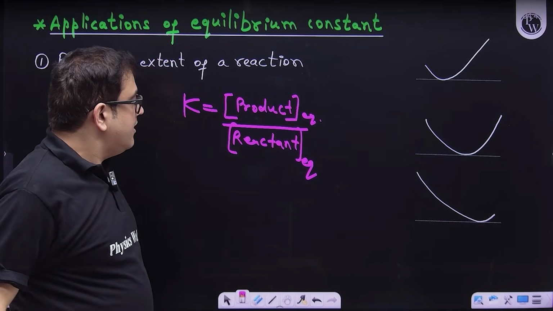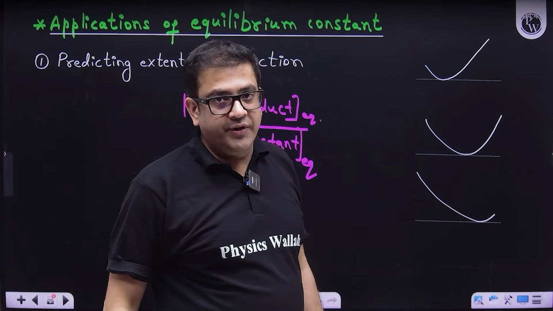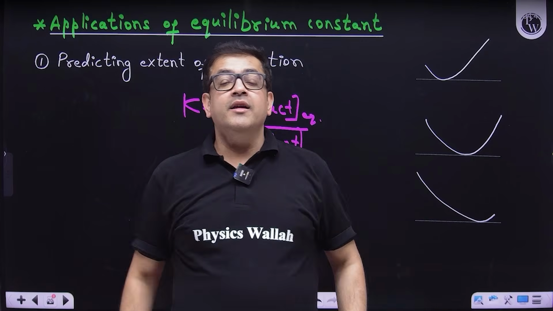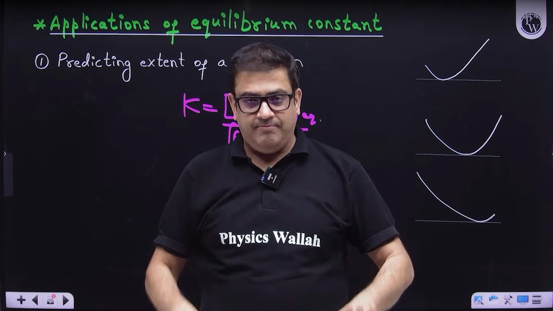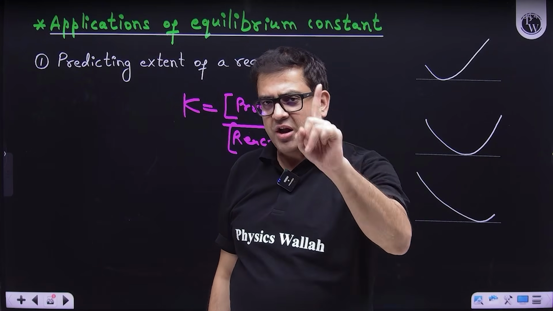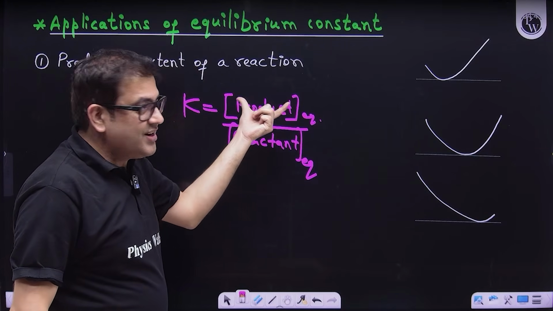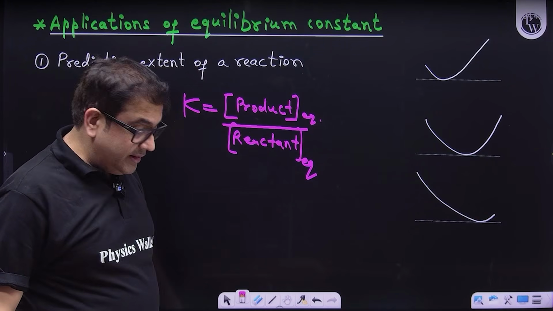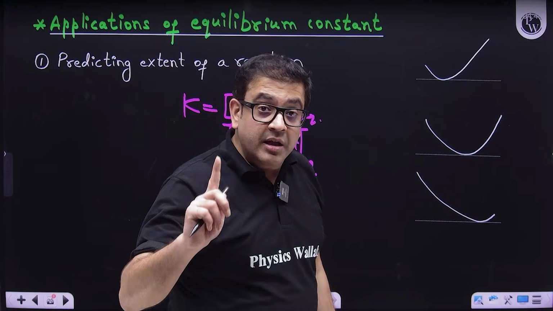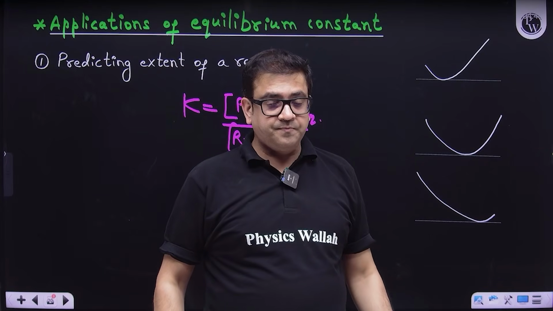So if I'm giving you the value of K, and let's say the value of K is somewhere around 1, for example, the best case scenario, 1. If K is 1, at equilibrium, concentration of product and reactant are equal. That means, now this thing helps a lot.